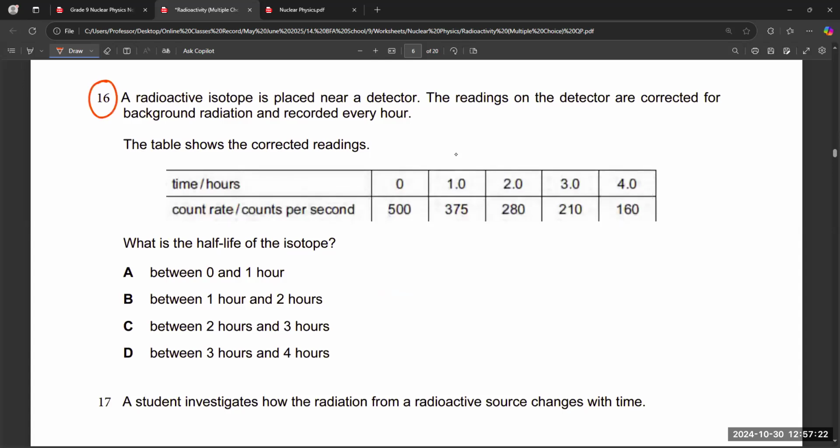Question 16. And you can see there are so many questions related to half-life, like every second question is from the half-life topic. A radioactive isotope is placed near a detector. The readings on the detector are corrected for background radiation, so there is no background radiation. And it is recorded every hour. Now what is the half-life of the isotope? Try to figure out the half-life from the given values in the table.